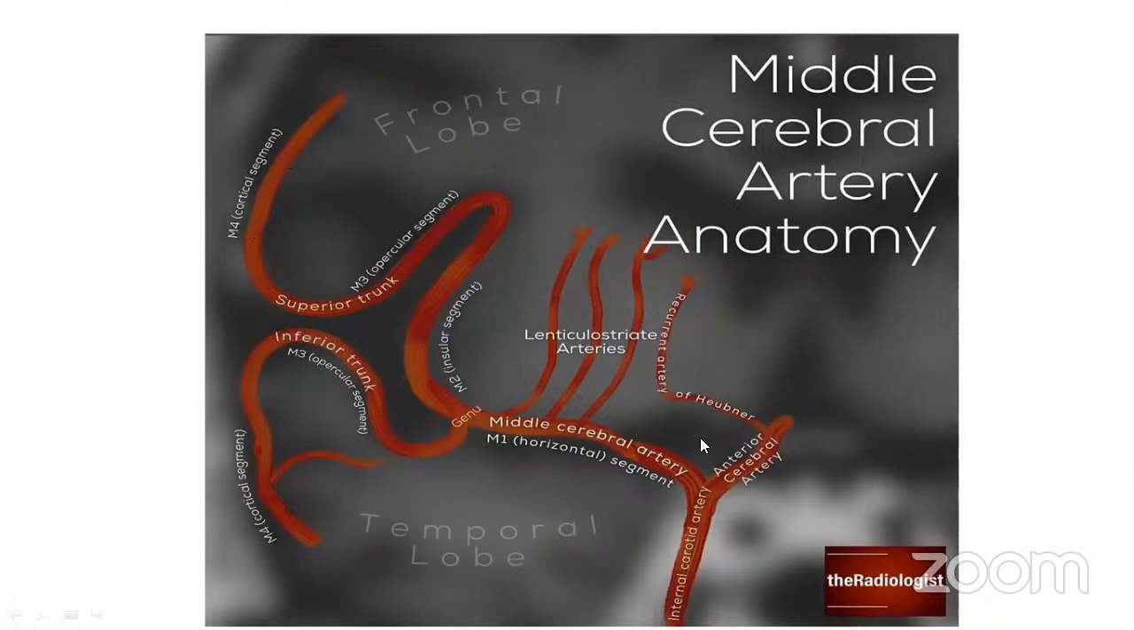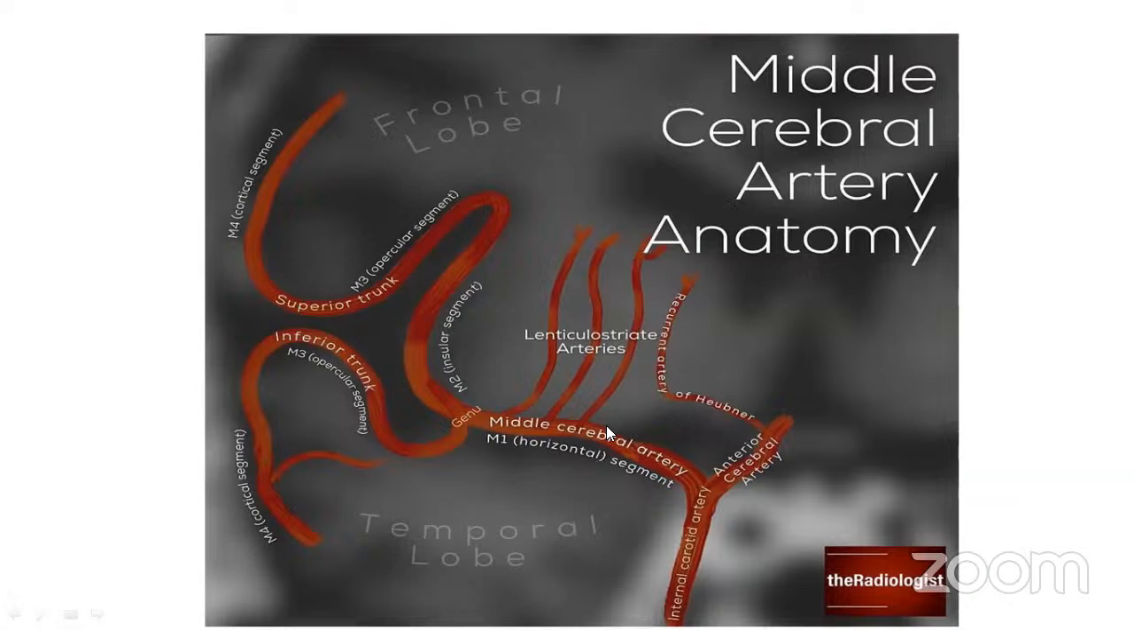So in brief, if we describe this figure, you have four segments: the M1, which is the horizontal segment of the MCA, followed by M2, which is the insular segment, where it turns sharply at the genu of the MCA, followed by the opercular segment, again with the superior and the inferior trunks, and then you have the cortical segments of the MCA.